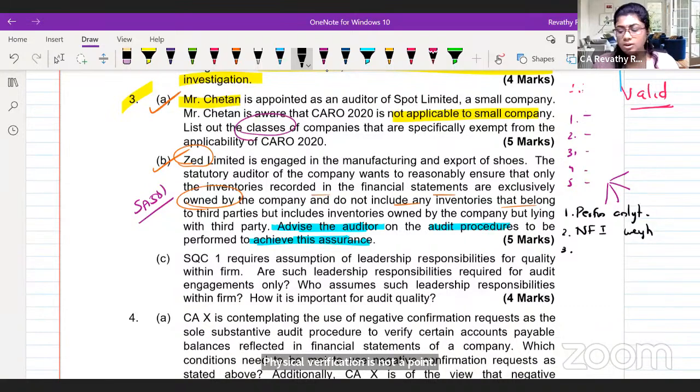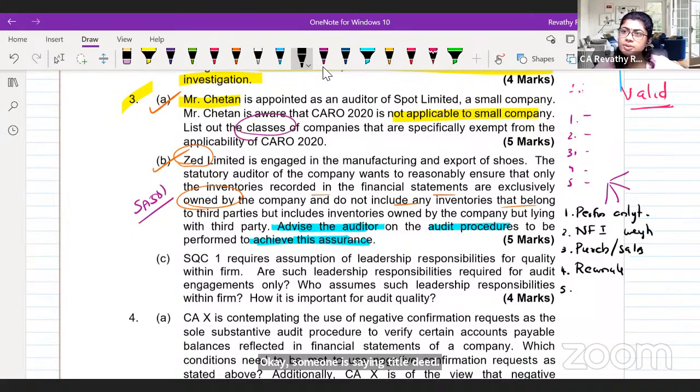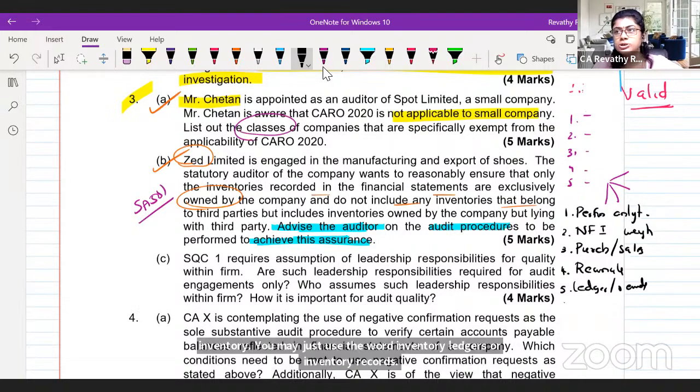So you can compare. Then you can check the purchase and sales documents. Then you can reconcile. Someone is saying title deed. Will title deed come for inventory? The word title deed you will use only for immovable property. For inventory, you may just use the words inventory ledgers or inventory records. You can do inspection.